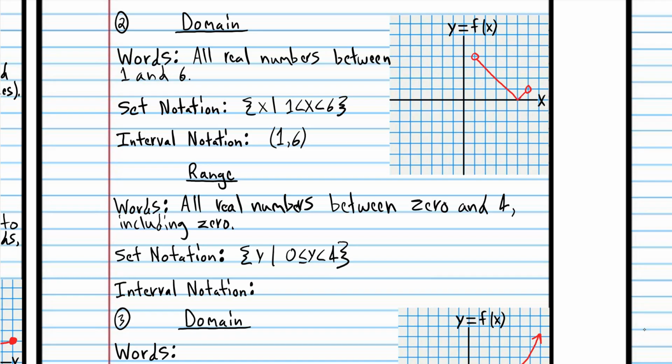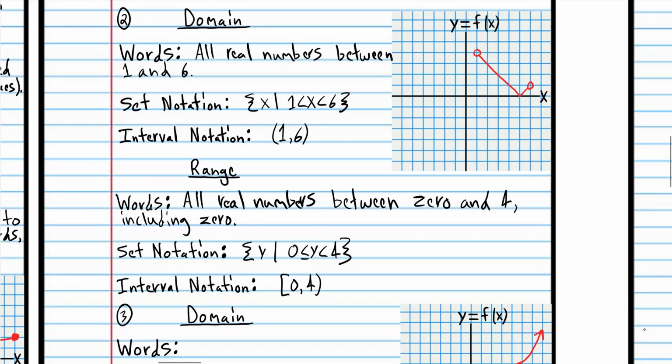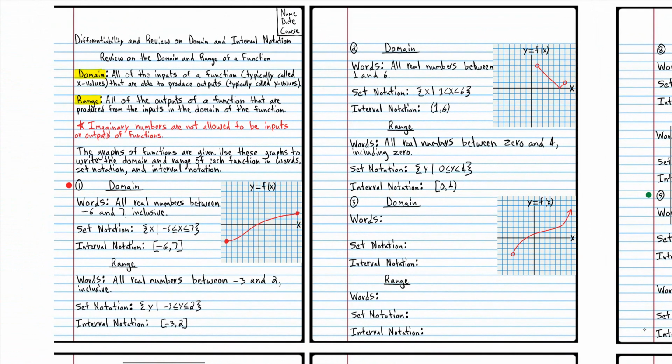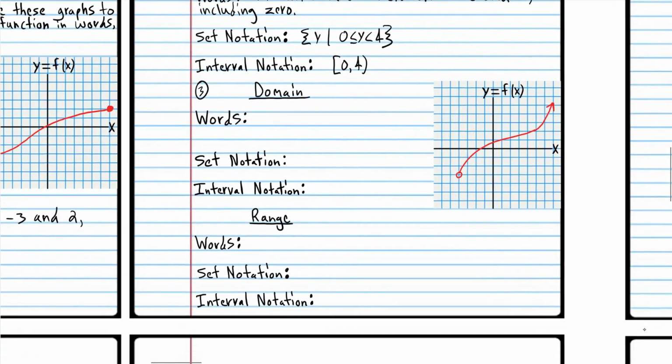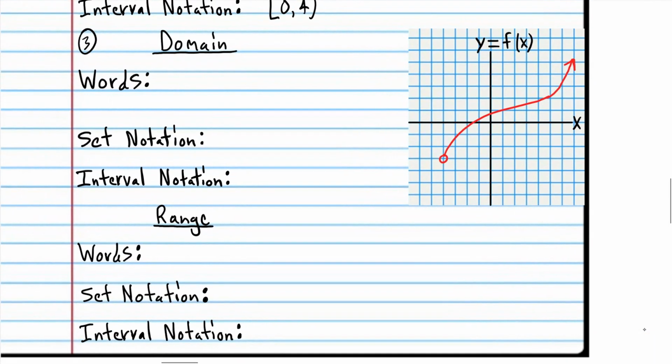And in interval notation, we use a bracket, and then a 0, and then a comma, and then a 4, and then a parenthesis. So again, that signifies that the range is all numbers between 0 and 4, including 0, but not including 4. So there's another example of a problem where we had to find the domain and the range of a function. So let's try another one.